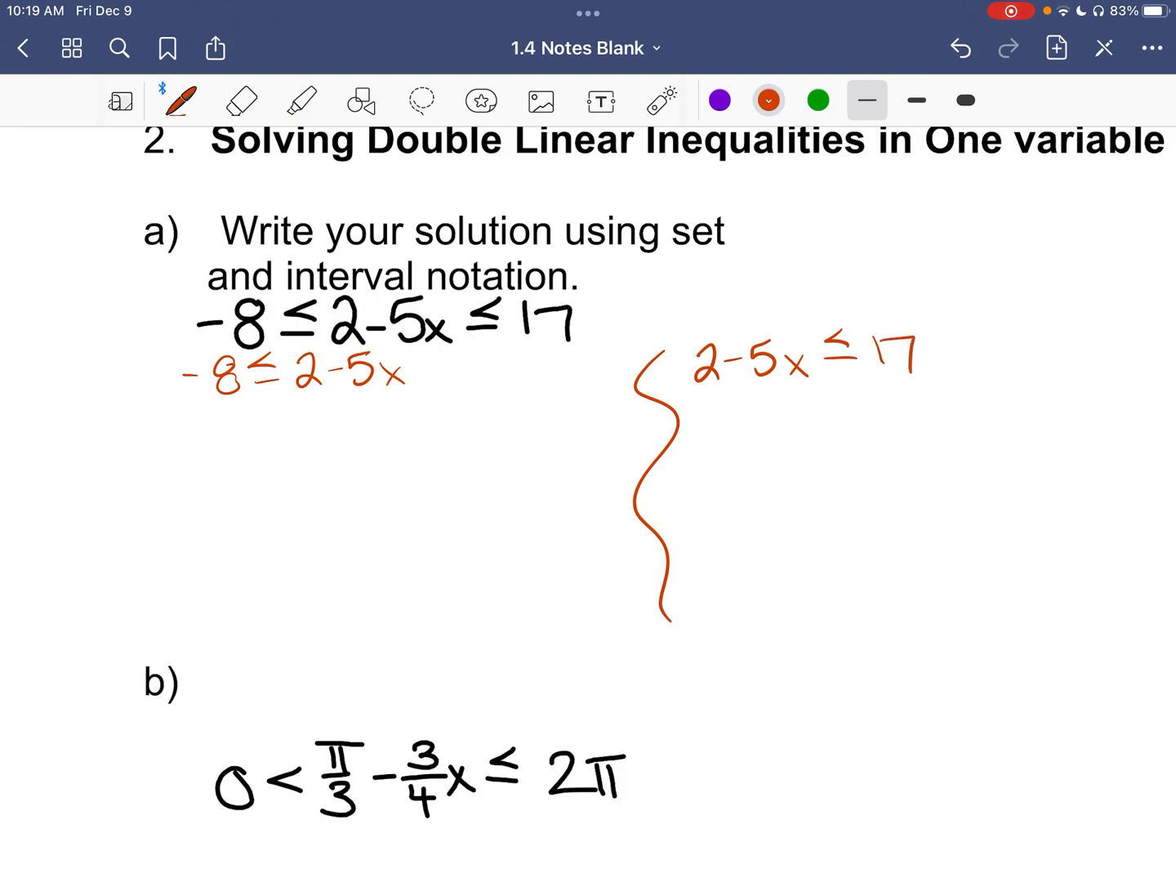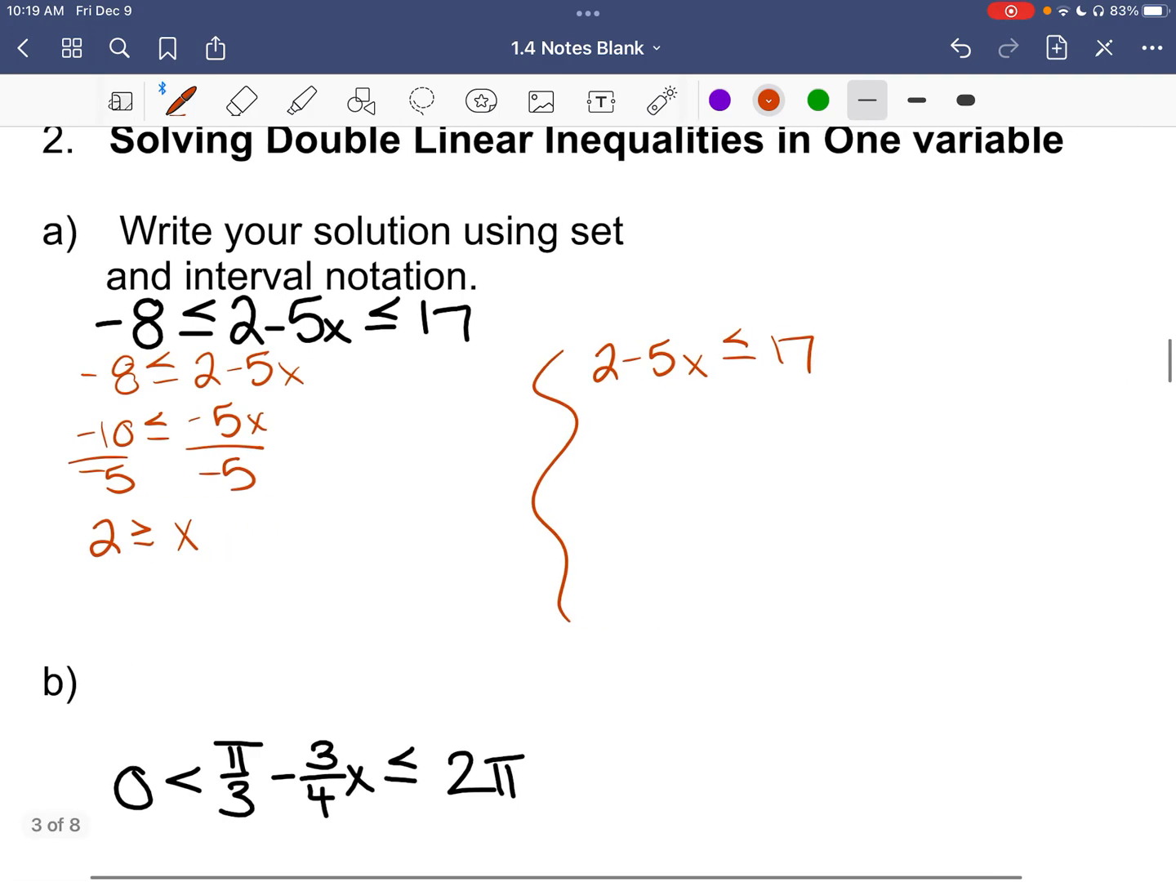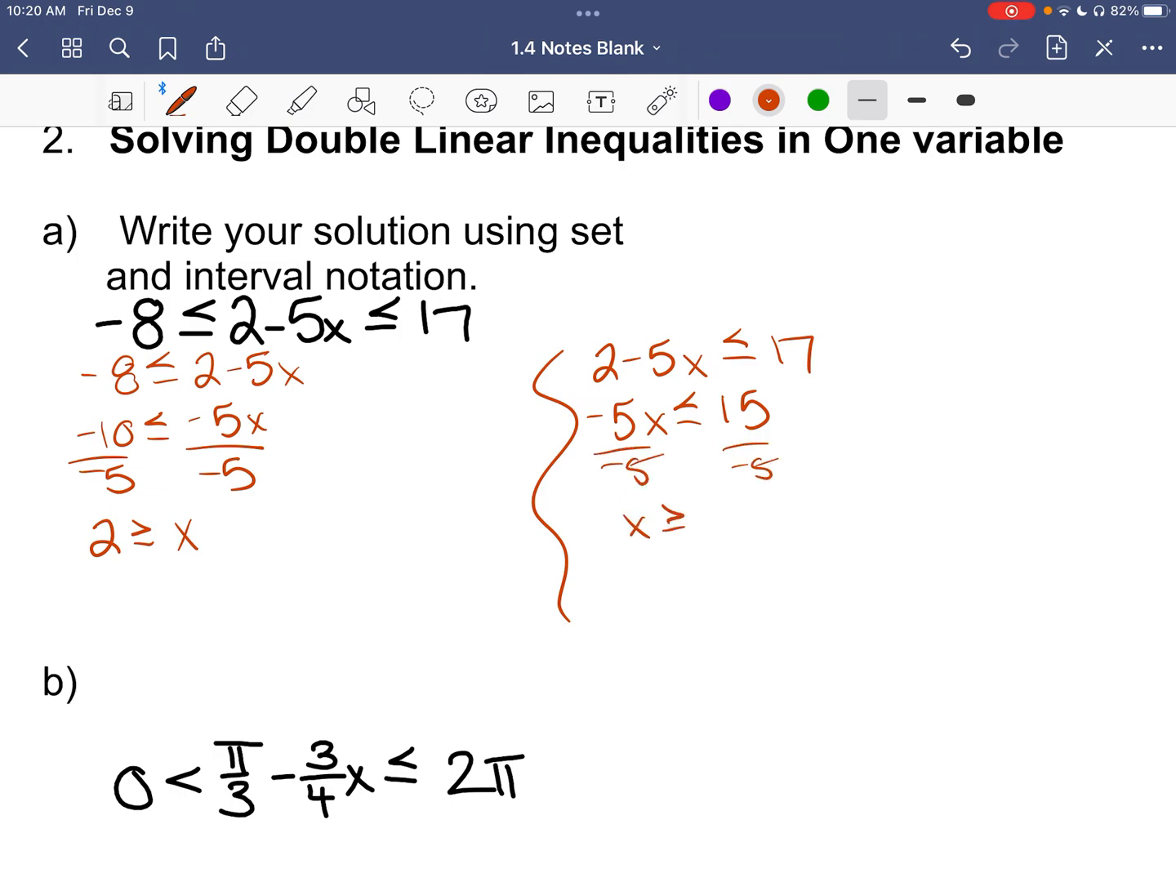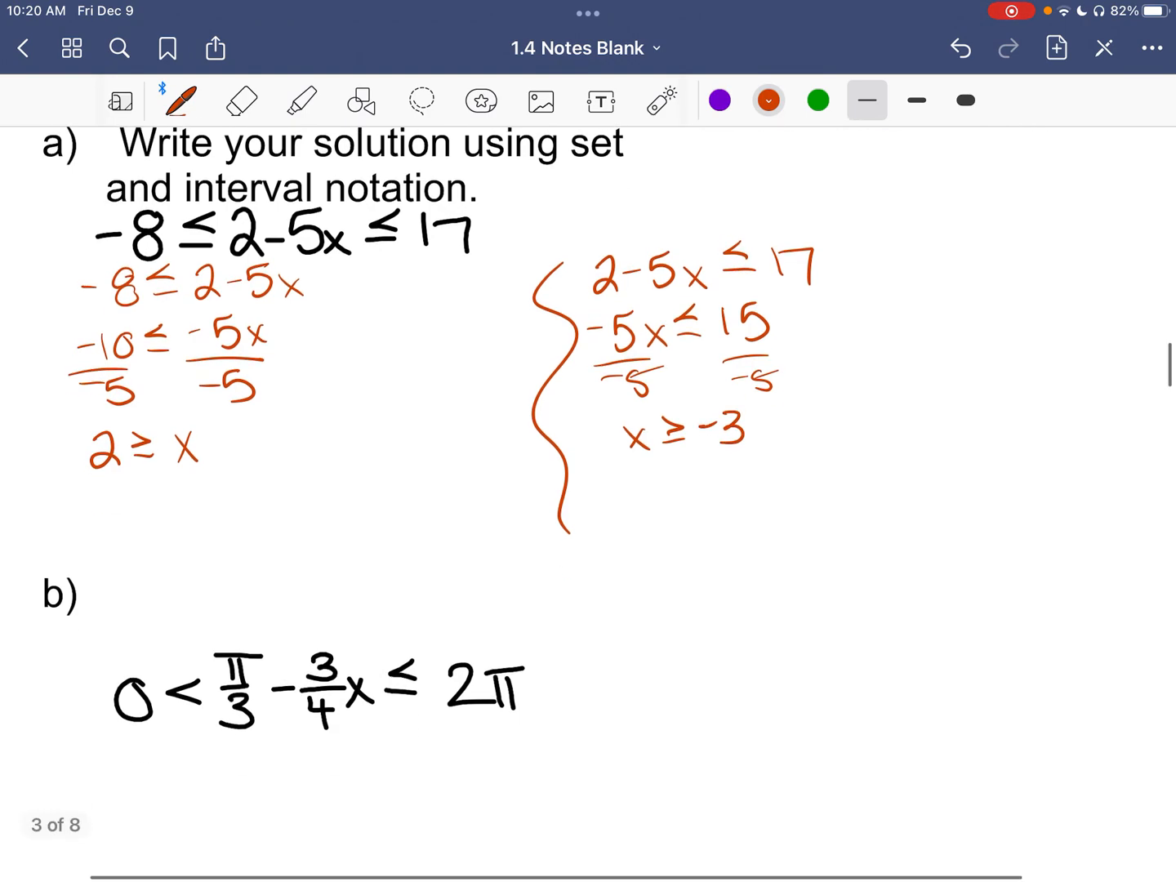Solving on our left-hand side here, we can subtract 2 from both sides, and get negative 10 is less than or equal to negative 5x. If we divide both sides by negative 5, we're going to get 2. Our inequality will switch directions, x is less than or equal to 2. On our other side here, we would have negative 5x is less than or equal to 15. Divide by negative 5, we get x, our inequality switches because we divided by a negative, is greater than or equal to negative 3.